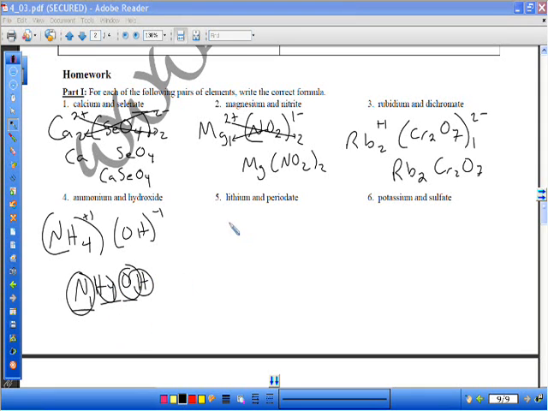Lithium, +1. Periodate. That's going to be IO4, -1. +1, -1. They just are at a 1-to-1 ratio.